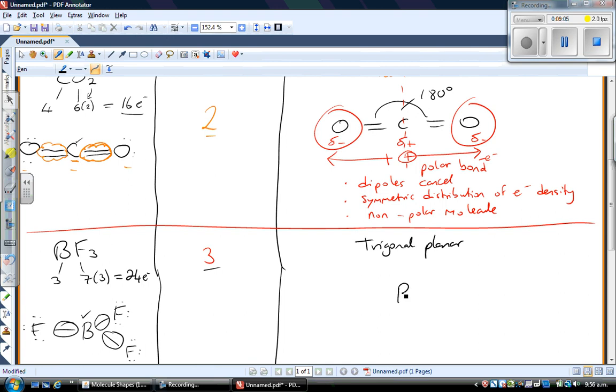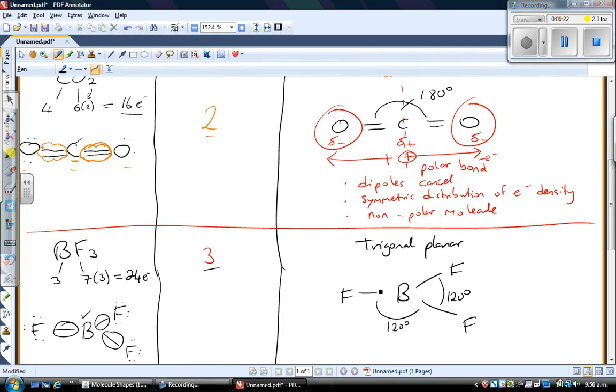Trigonal planar, and it's just as I've drawn it already. The bond angle is going to be 120 degrees. And that's the same here, 120. And that's your trigonal planar format.